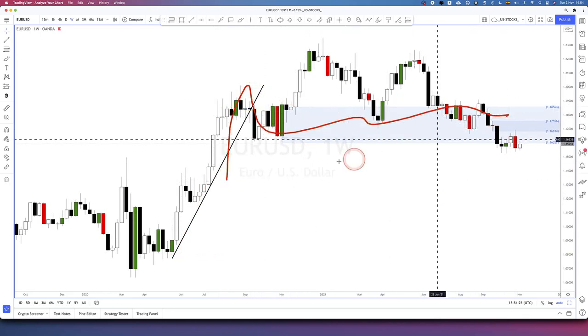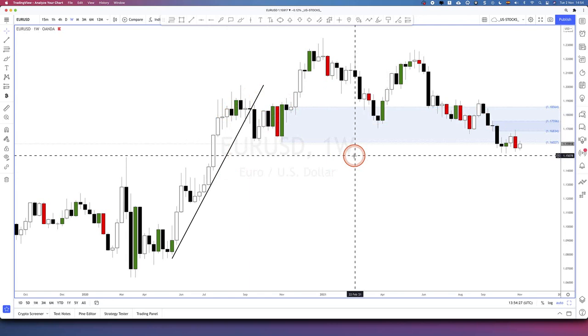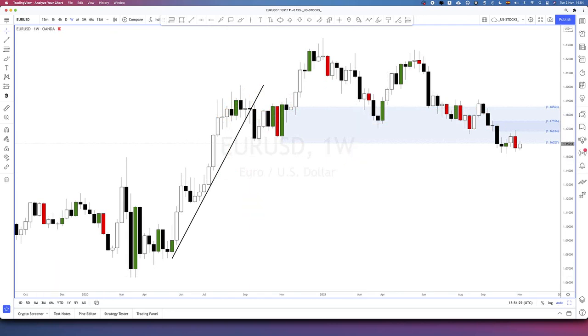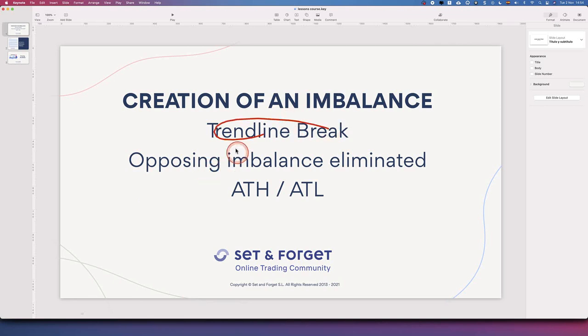So everything's connected, and that's how we locate new imbalances using these three different rules and scenarios: trend line break, opposing demand eliminated, all-time lows and all-time highs. That's all you need to take into consideration in order to evaluate and consider new imbalances on any price chart, time frame, and asset. It works with any single asset: cryptocurrencies, futures, indexes, commodities, ETFs, stocks, Forex, anything.